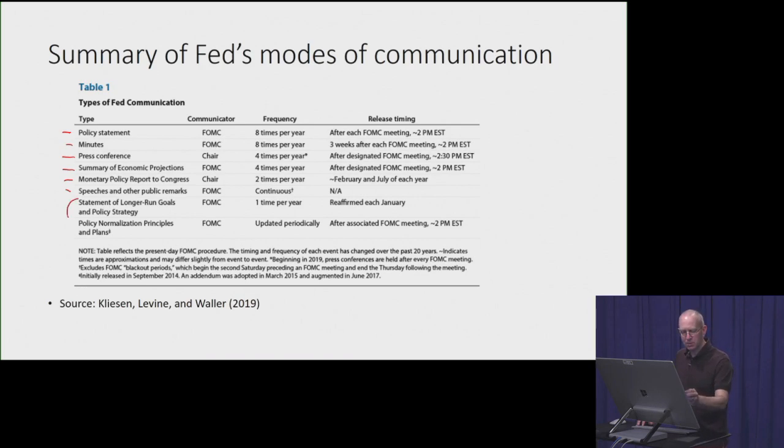The Fed's statement of longer run goals and policy. This is their overarching document that describes what they're doing and why they're trying to do it. And then as the Fed has normalized policy, they've been releasing updates to the policy normalization principles and plans in terms of, for example, their large-scale asset purchases.